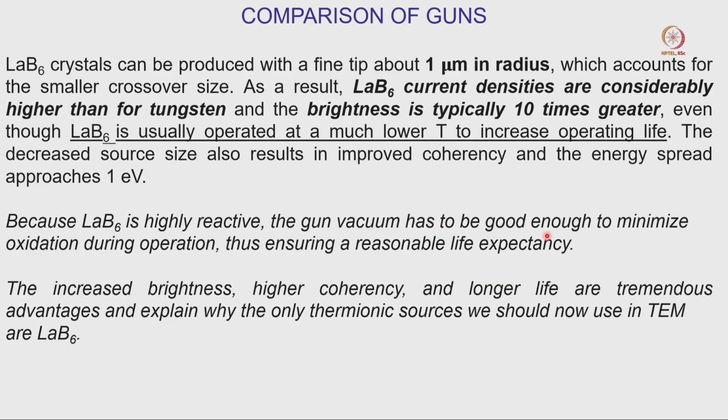Now, if we want to compare between the different types of gun, we can consider that the LaB6 crystal can be produced with a very fine tip, about 1 micrometer in radius, which accounts for the smaller crossover size. Now, we know what crossover size is. As a result, LaB6 current densities are considerably higher than for tungsten, and the brightness is typically 10 times greater than the tungsten filament.